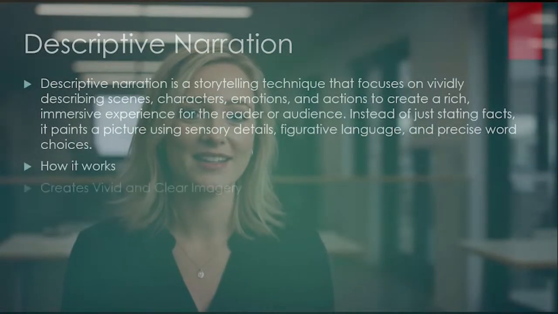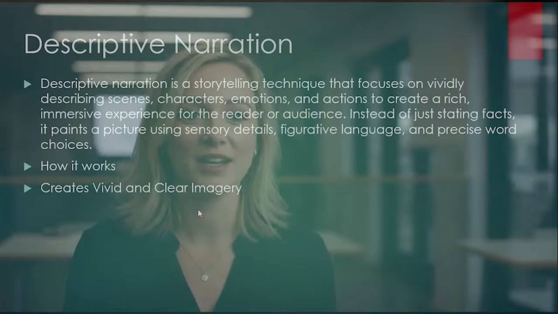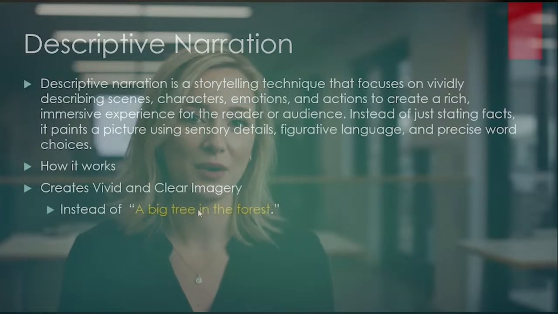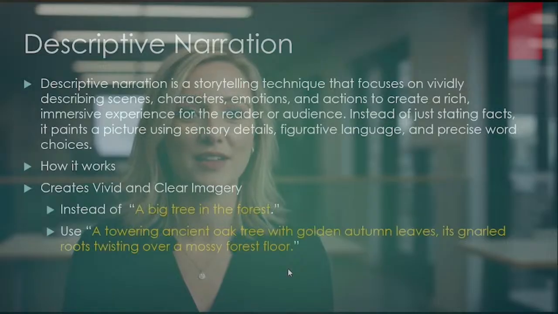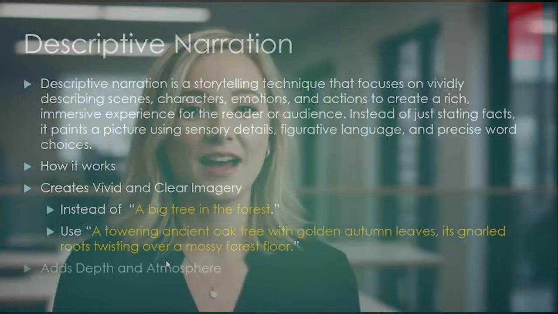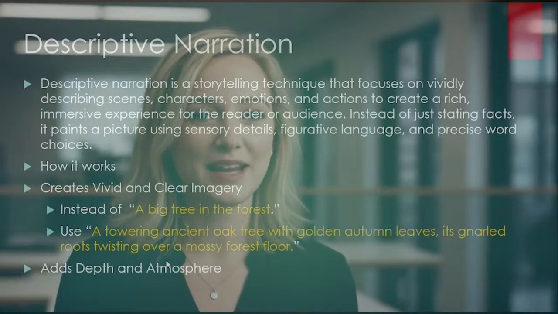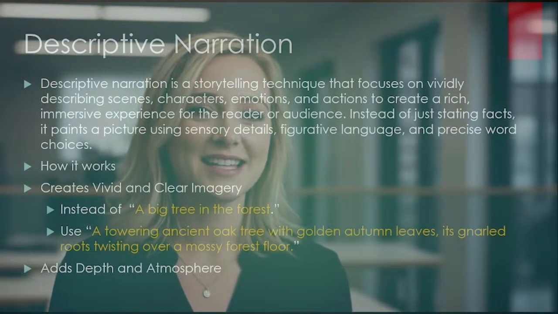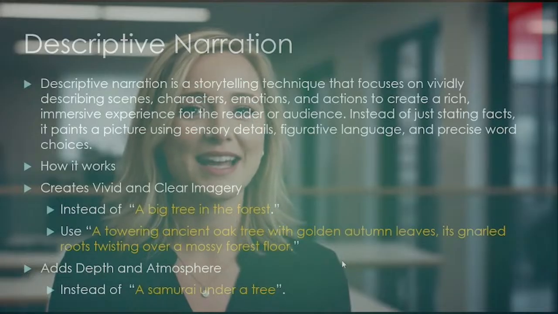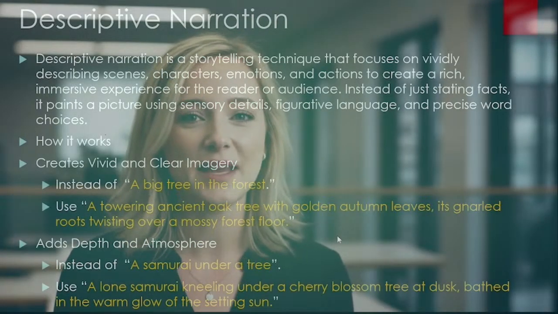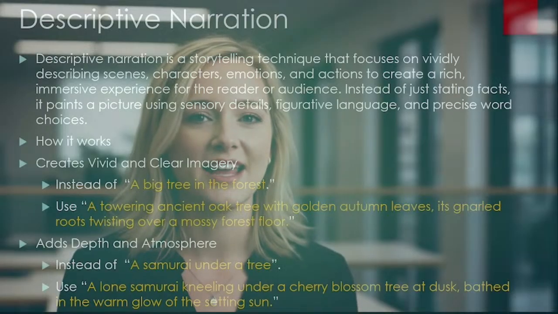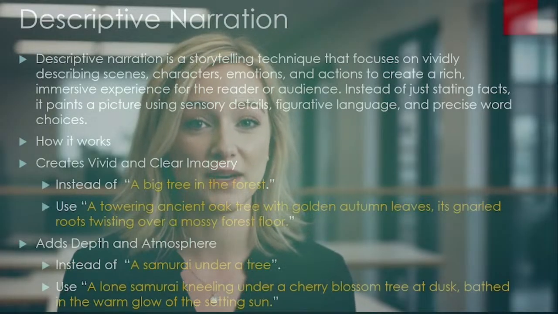This is how it works. It creates vivid and clear imagery. So instead of saying a big tree in the forest, you can use a towering ancient oak tree with golden autumn leaves, its gnarled roots twisting over a mossy forest floor. You can see how detailed that is. Another one is it helps to add depth and atmosphere. So instead of saying a samurai under a tree, you can say a lone samurai kneeling under a cherry blossom tree at dusk, bathed in the warm glow of the setting sun.